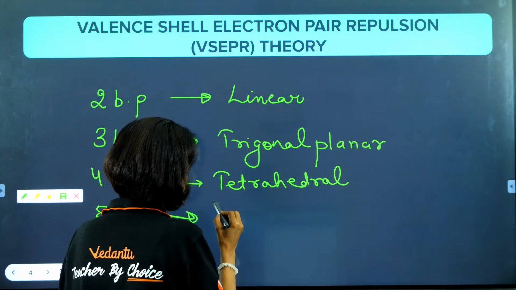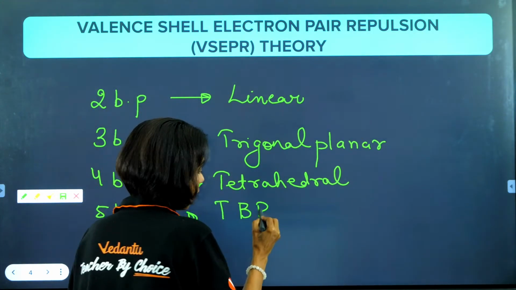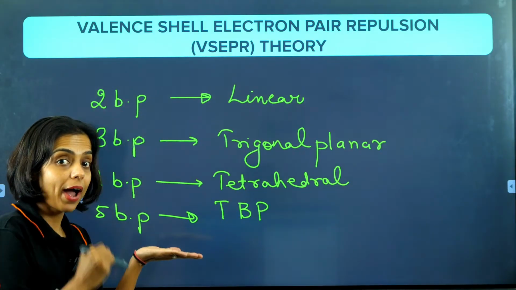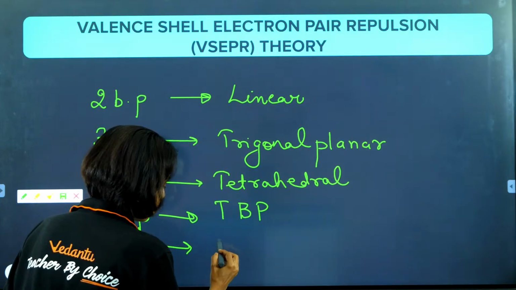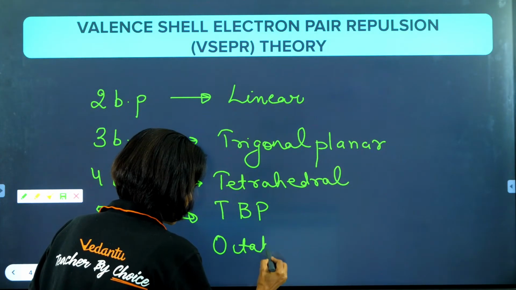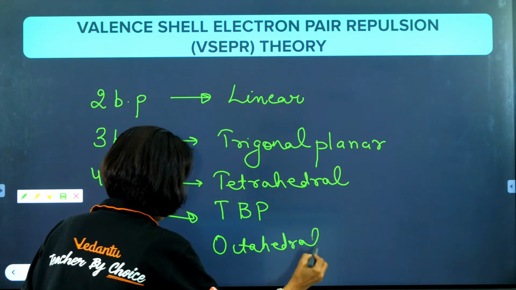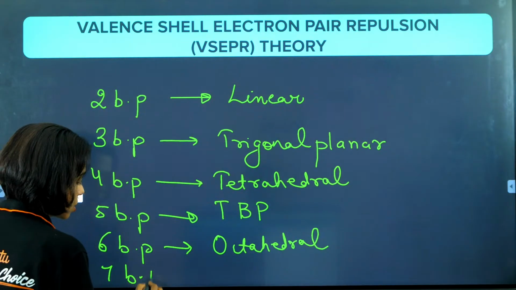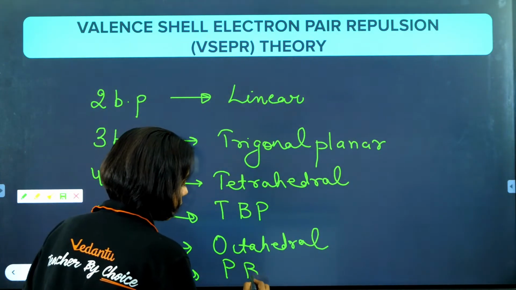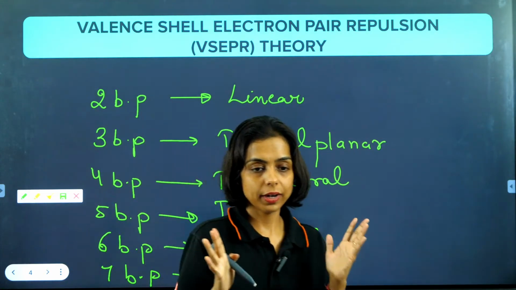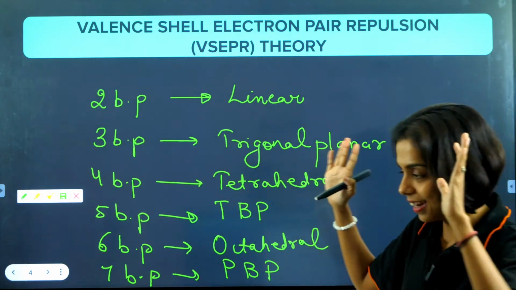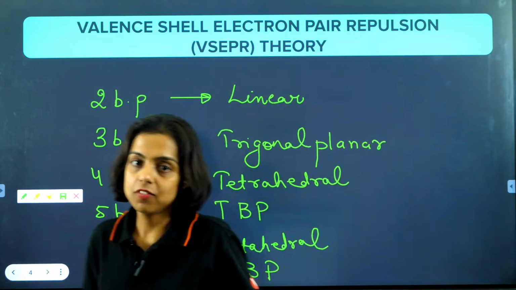it will be trigonal bipyramidal. I hope you remember, triangle above and below, and 6 bond pairs around this. There will be octahedral shape, all angles 90. Octahedral shape, and 7 bond pairs around the central atom, that will be pentagonal bipyramidal. In between there is a pentagon, above and below, right? This we did in the last session, VSEPR.